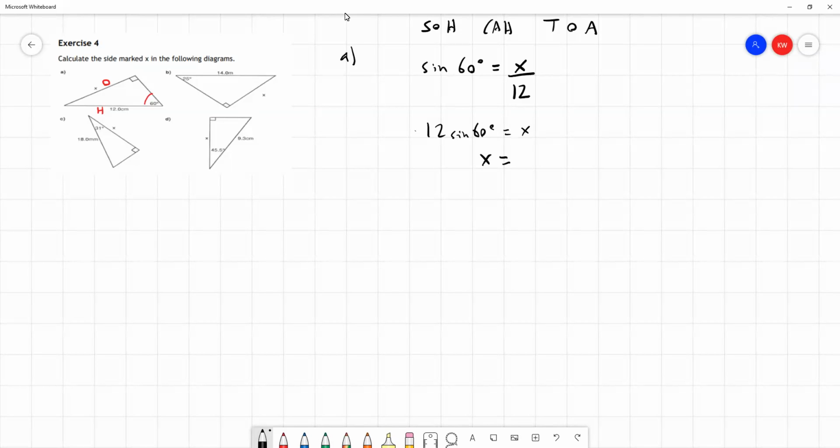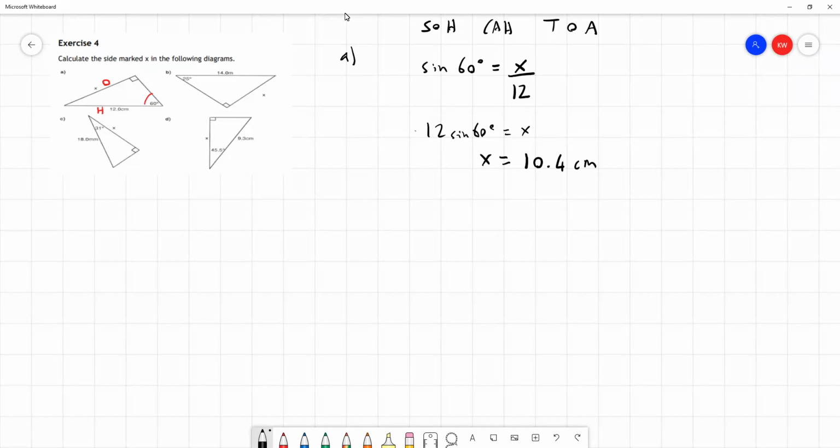That is the correct answer, but more commonly we'll give our answer in the normal decimal form. I have a button on my calculator that converts this. It's an S double-headed arrow pointing to D. If we press that button, it will give us it in decimal form. The answer I get is 10.392, with some more numbers after. We round it to one decimal place, so it's 10.4. And our units are important as well. If the 12 was in centimetres, this length is also in centimetres. And that's the answer to question A.